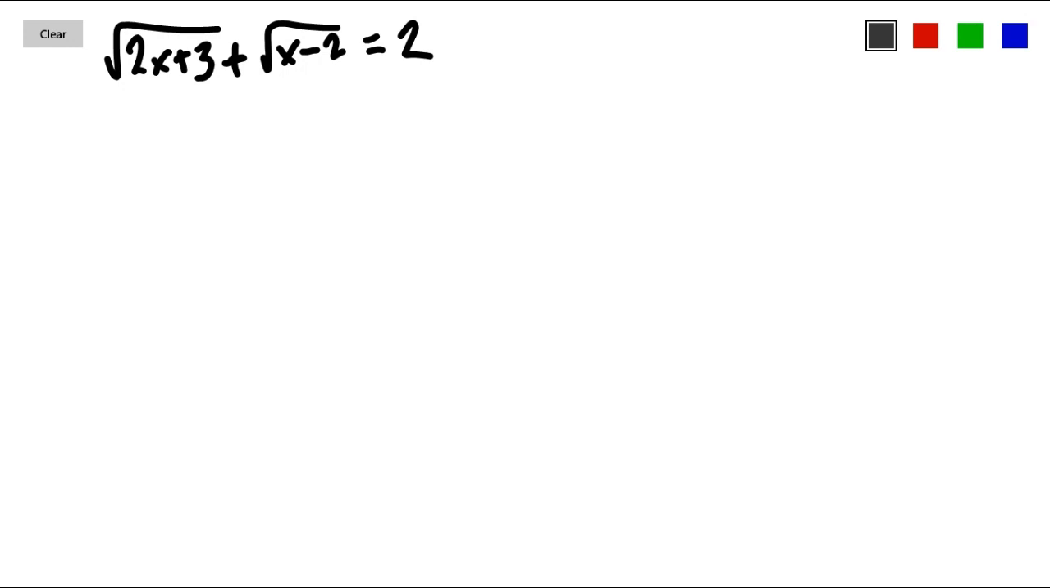So let's say that I have the equation the square root of 2x plus 3 plus the square root of x minus 2 is equal to 2. So the first thing that I'm going to need to do is get one of the roots isolated. So I'm going to subtract the square root of x minus 2 on either side. So what I end up with is the square root of 2x plus 3 is equal to 2 minus the square root of x minus 2.